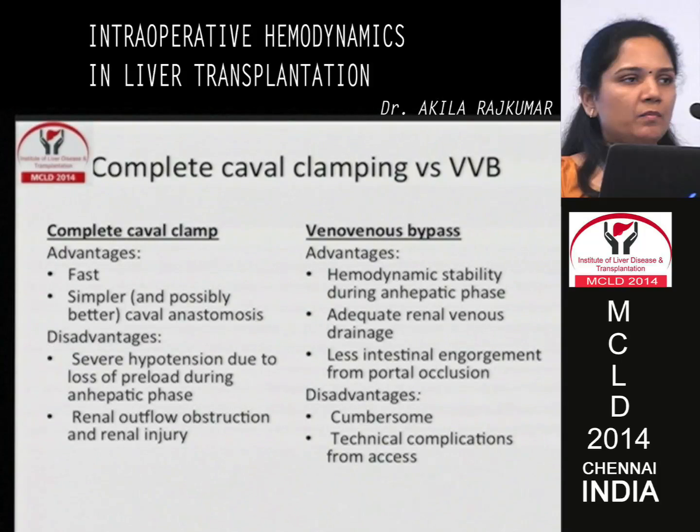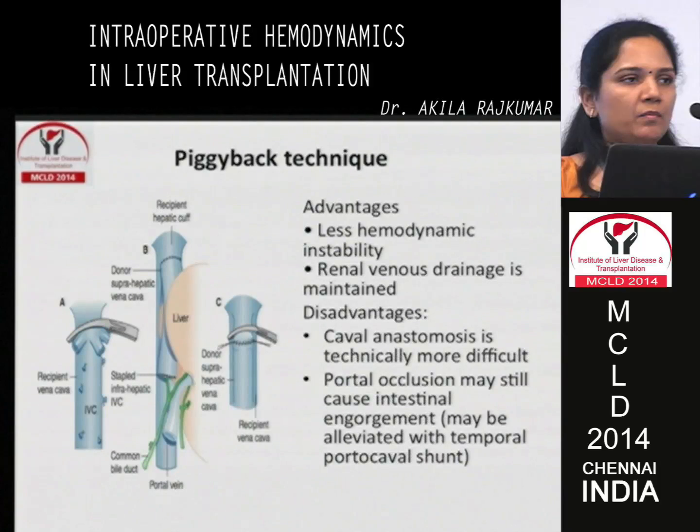And then the advances happened, the veno-venous bypass was introduced, hemodynamics was fantastic, renal venous drainage was also adequate, and there was less intestinal engorgement. But the problems, again, of having an extracorporeal circuit and technical complications from access-related problems. Then came the piggyback technique. Very good hemodynamic stability, renal venous drainage is maintained. But the problem is it's technically a little more challenging. But there's still a problem of intestinal engorgement because of portal occlusion. This can be alleviated by using a portocaval shunt.